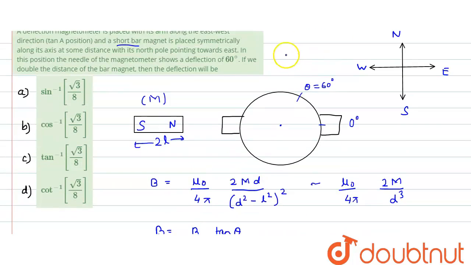So which option would be the correct option? The correct option would be option C, tan inverse root 3 divided by 8. Hope you understood this solution.